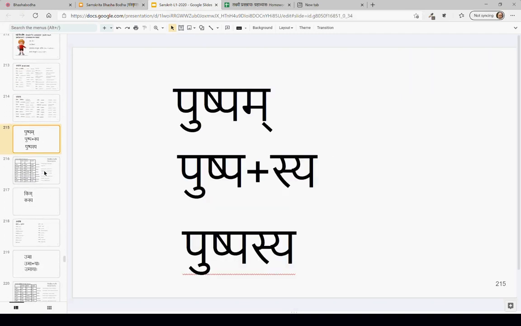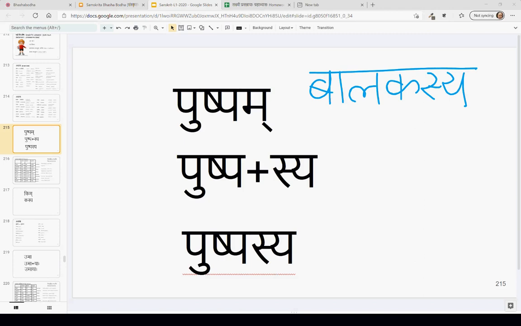So for Akaranta Pullinga words, the Shashti Bhakti was like this, similar to what is shown here: balaka, balakasya. Balakasya was the Shashti Bhakti form. And for pushpam, which is a Napunsakalinga word, pushpasya was the Shashti Bhakti form.